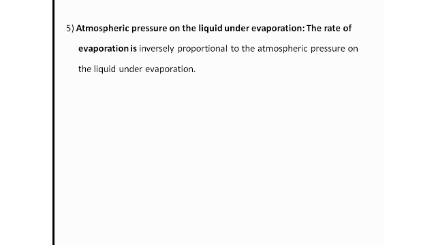Next, we have the atmospheric pressure on the liquid under evaporation. The rate of evaporation of any liquid is inversely proportional to the atmospheric pressure on the liquid under evaporation. If the atmospheric pressure is more on the liquid which we are evaporating, then what will happen? The rate of evaporation will be less. And if the atmospheric pressure is less, then the rate of evaporation will be more. That's because due to less pressure, more water vapor can escape from the liquid, right?